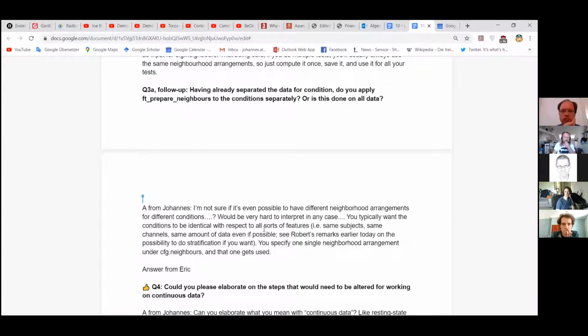Yeah, that's already the next question. So the next question, I was not really sure. The person asked, if you have already separated your data for the conditions, do you apply FT prepare neighbors to the conditions separately? Or is this done on all data? So I think, as Eric said, it should be the same neighborhood configuration for all conditions.